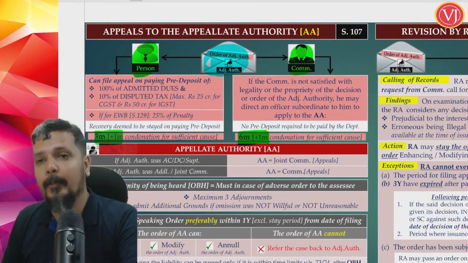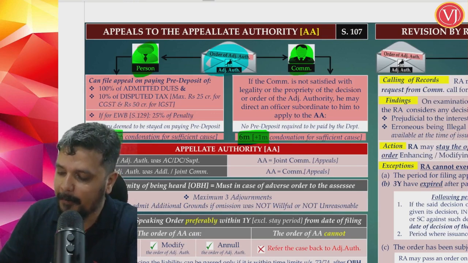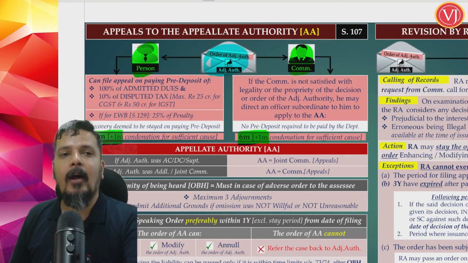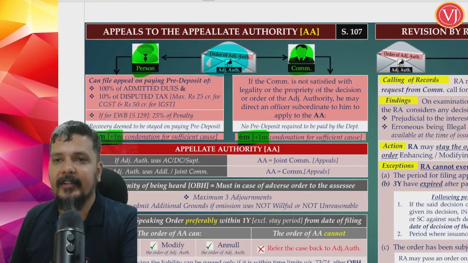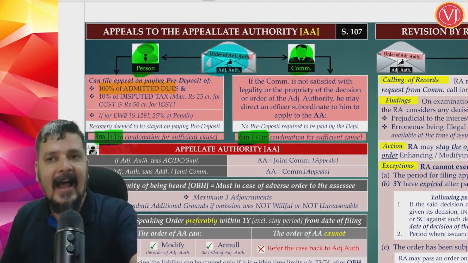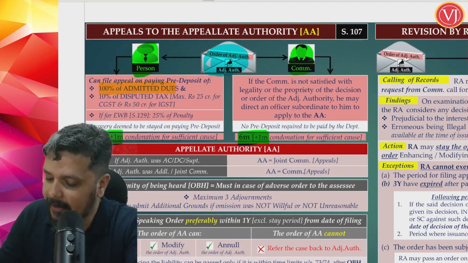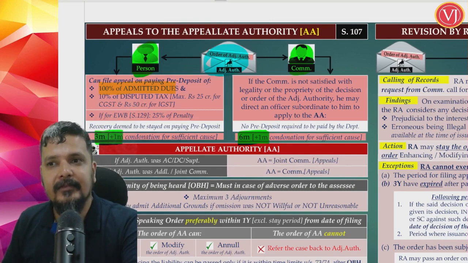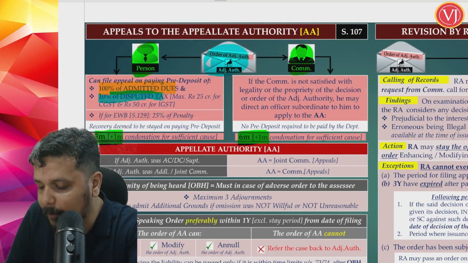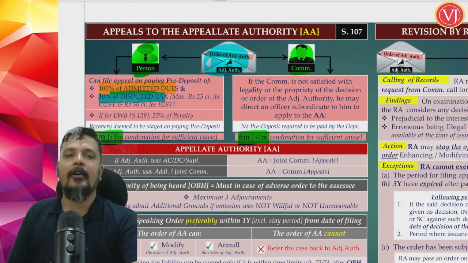Again, when you talk about the assessee going for appeals, whether it is first appeals or second appeals, the assessee has to make the payment of pre-deposit. Now, what is the amount of pre-deposit? Whatever is accepted by the assessee, pay 100% of all the dues, be it tax, interest, penalty. Whatever is disputed, challenged, pay only 10%, that too of disputed tax. Not interest, penalty.